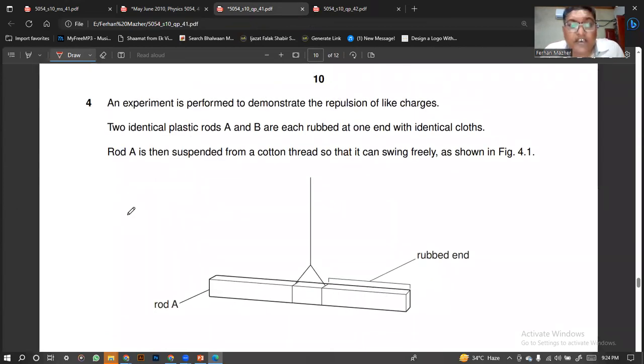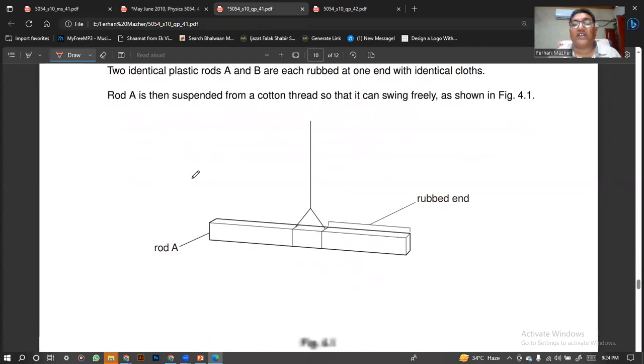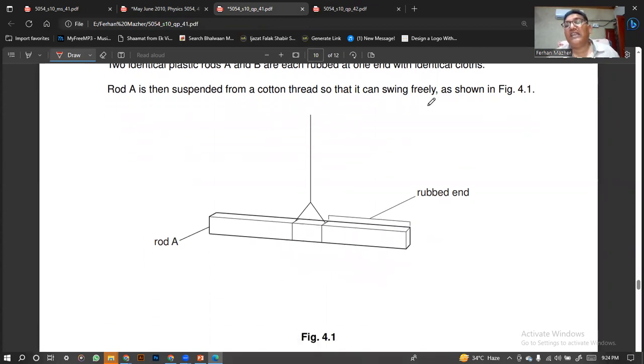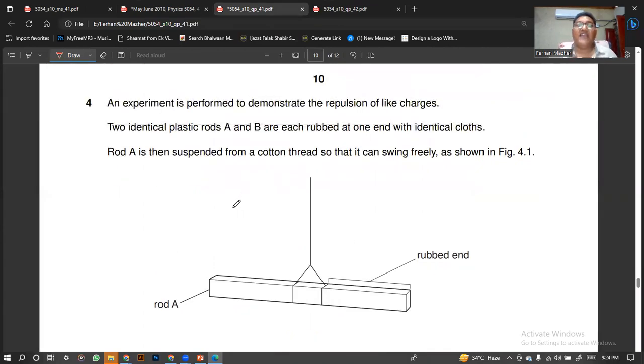He says, an experiment is performed to demonstrate the repulsion of like charges. Two identical plastic rods A and B are each rubbed at one end with identical cloths. Rod A is then suspended from a cotton thread so that it can swing freely as shown in the figure. So what they have done, for example, this is the rod A. Its one end has been rubbed with a cloth. And then they have another plastic rod B, same material, same everything. Its one end is also rubbed with the cloth.